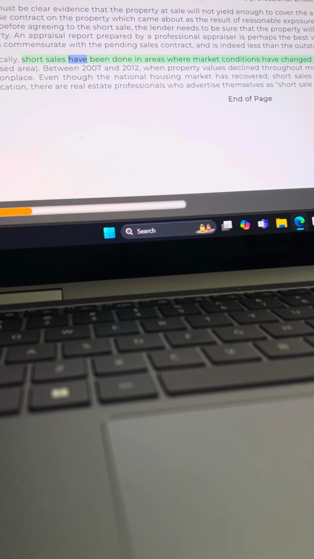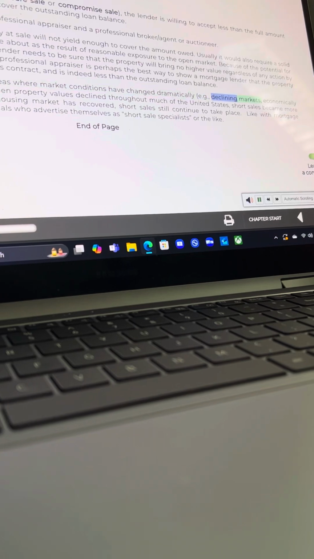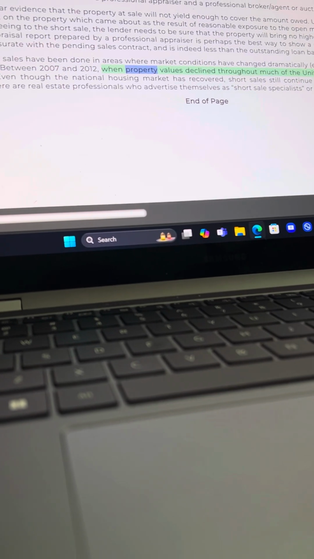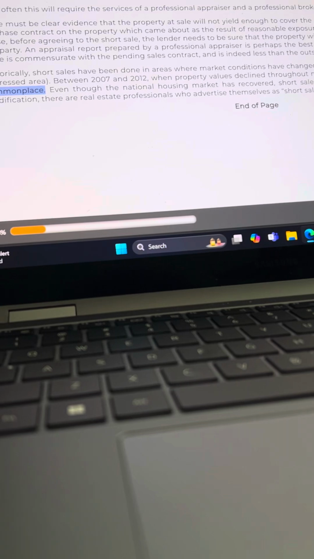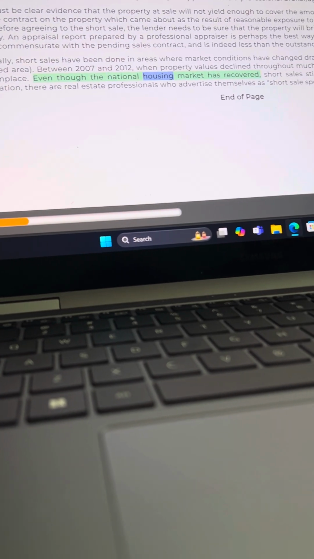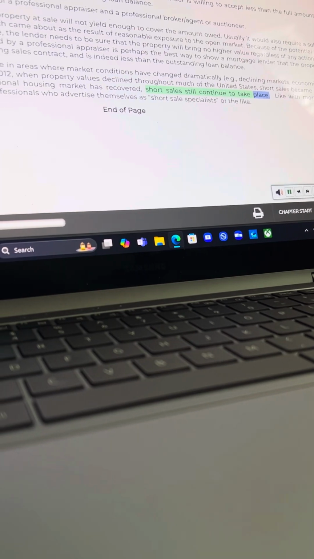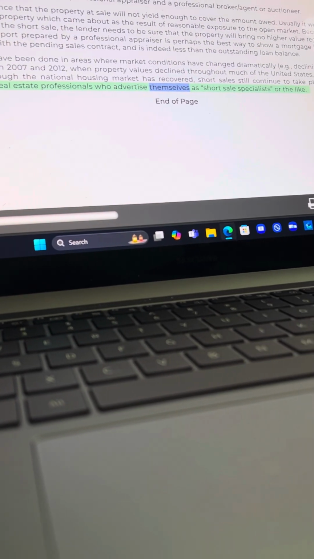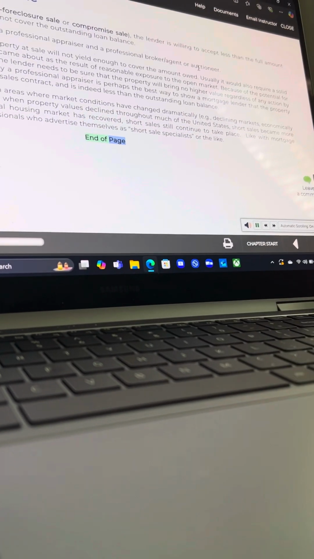Historically, short sales have been done in areas where market conditions have changed dramatically, for example declining markets, economically distressed areas. Between 2007 and 2012, when property values declined throughout much of the United States, short sales became more commonplace. Even though the national housing market has recovered, short sales still continue to take place. Like with mortgage modification, there are real estate professionals who advertise themselves as short sale specialists or the like. End of page.